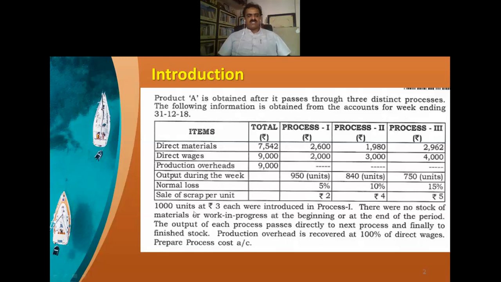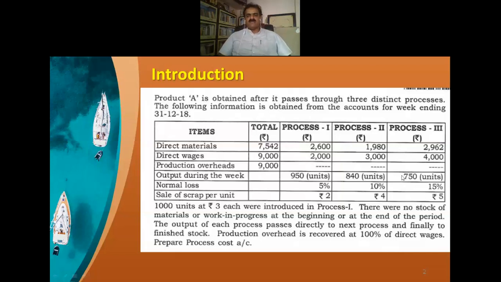It is given that 1000 units were introduced at the rate of 3 rupees each for the first process, that is called the input. To start with 1000 units, and what will be the output? Based upon the information available as of now, 1000 units were introduced to the first process and 950 units were produced in the first process, and the output of the first process will become the input for the second process. Like that, subsequently it goes till the final product. So 950 units will become the input for the second process, 840 units were produced, that's called output, and 840 units will become the input for the third process, which is the last process. So 750 units were produced as the finished goods.